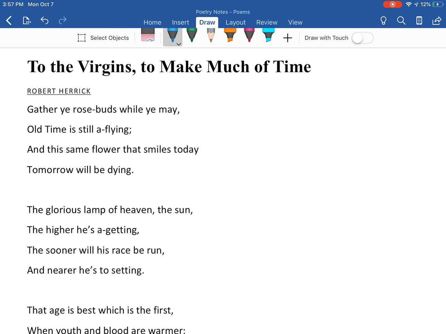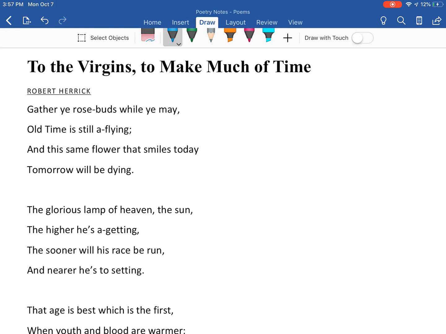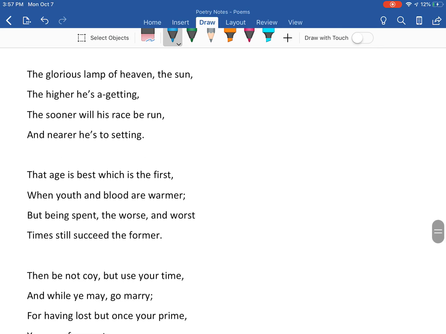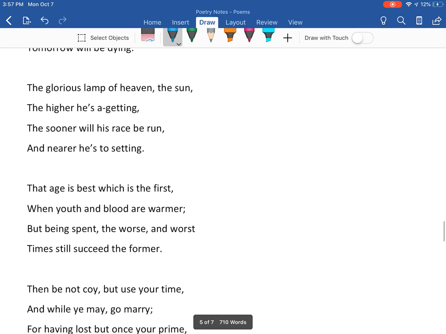Gather ye rosebuds while ye may, old Time is still a-flying, and this same flower that smiles today, tomorrow will be dying. The glorious lamp of heaven, the sun, the higher he's a-getting, the sooner will his race be run, and nearer he's to setting. That age is best which is the first, when youth and blood are warmer, but being spent, the worse and worst times still succeed the former. Then be not coy, but use your time, and while ye may, go marry, for having lost but once your prime, you may forever tarry.